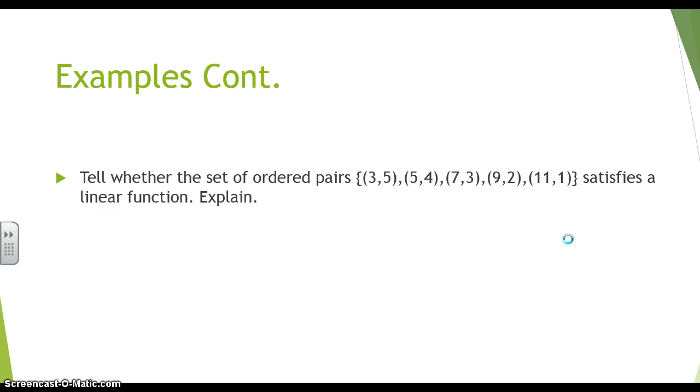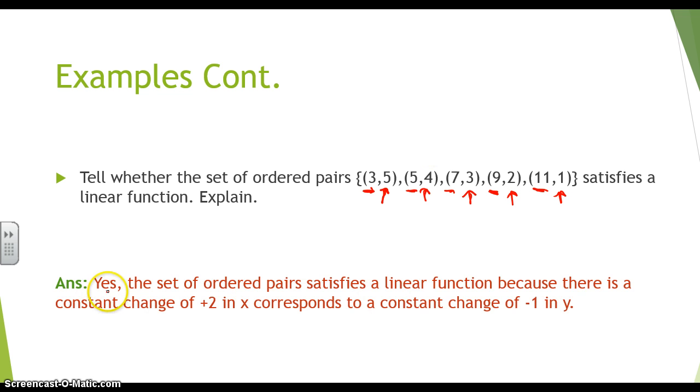Let's look here where we have a set of ordered pairs. We have 3, 5, 5, 4, 7, 3, 9, 2, and 11, 1. And they want to know if this satisfies a linear function and explain. Well, looking at the notes previously, we can look to see if there's a pattern taking place with the x values, like 3, 5, 7, and 9. And then we can see if there's any pattern taking place with the y values, 5, 4, 3, and 2, and I skipped here 1.